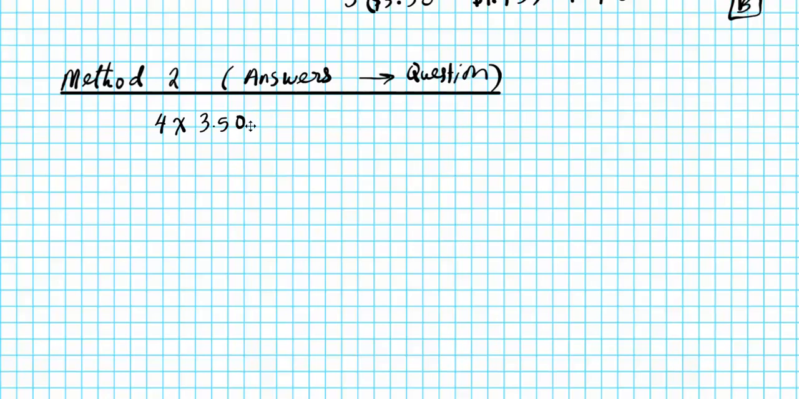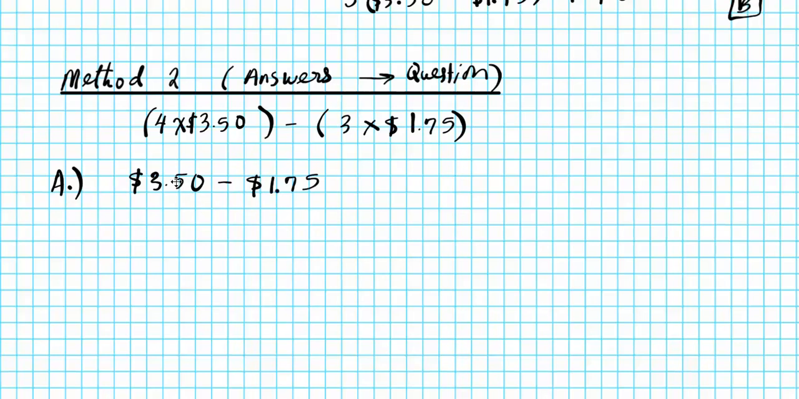So this is a question, 4 times $3.50 minus 3 times $1.75. So which of the options will give us this? Okay, so if you look at option A, we have $3.50 minus $1.75. This is terribly wrong because this is not even multiplied by 4, and we need to be subtracting 3 times this. So this is clearly wrong. There's nothing you can do to make this equal to that.